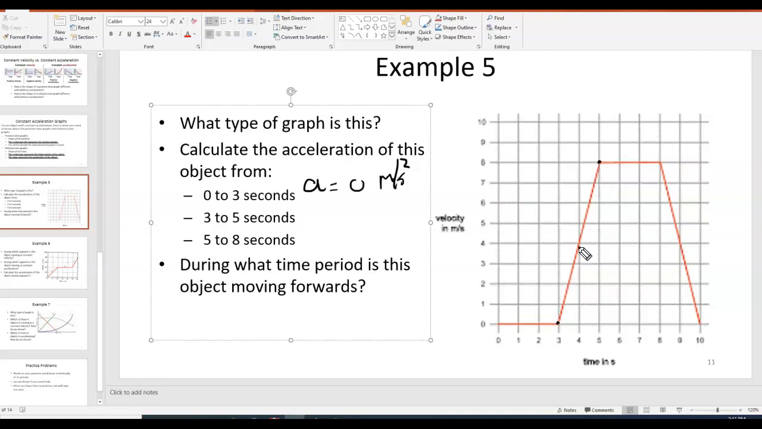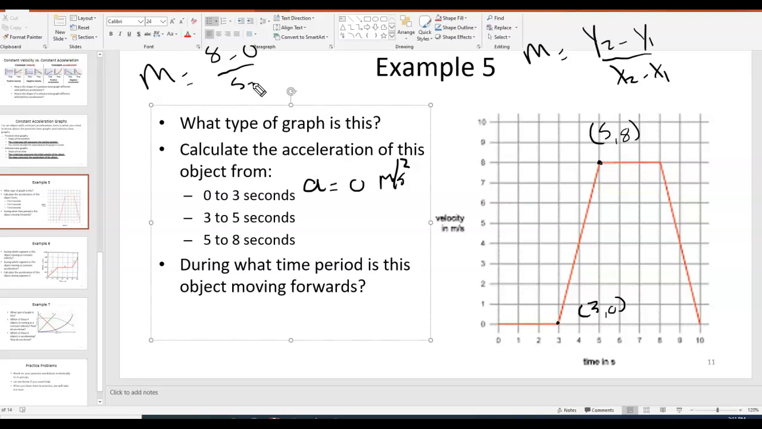From 3 seconds to 5 seconds, the way I'm going to find the slope, again, is I'm going to pick 2 points on the graph. Okay, so this is going to be (3, 0), and this is going to be (5, 8). I always pick the endpoints just to make it easier to find the slope. Okay, I use my y2 minus y1 divided by x2 minus x1 equation, my slope equation. Slope is rise over run. I plug into my equation. Okay, so that's going to be 8 minus 0 divided by 5 minus 3. That's 8 over 2, which is 4. So from 3 seconds to 5 seconds, the acceleration is 4 meters per second squared.